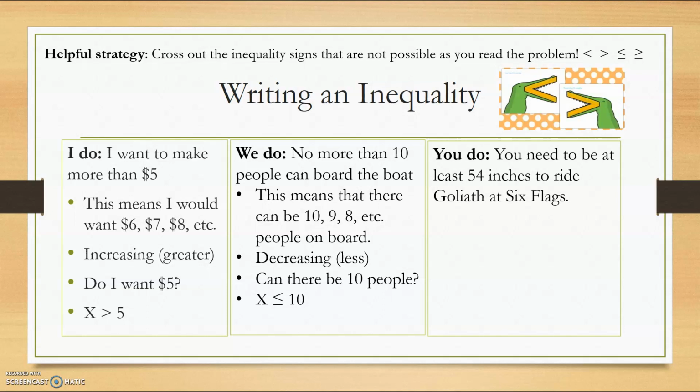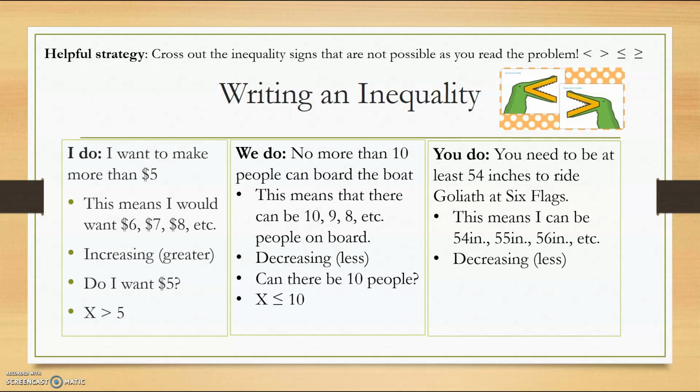Now I want you guys to try this problem, pause the video, and then play when you're ready to hear the answer. All right, so once you've completed that, you guys are checking your answers. It says you need to be at least 54 inches to ride Goliath at Six Flags. That means that someone can be 54 inches, 55, 56, etc., right?